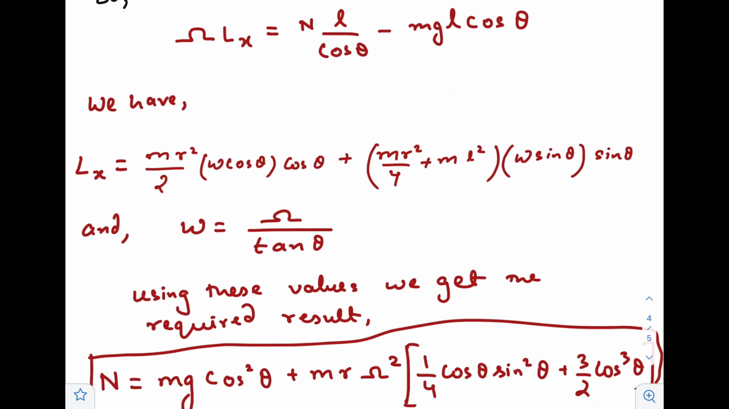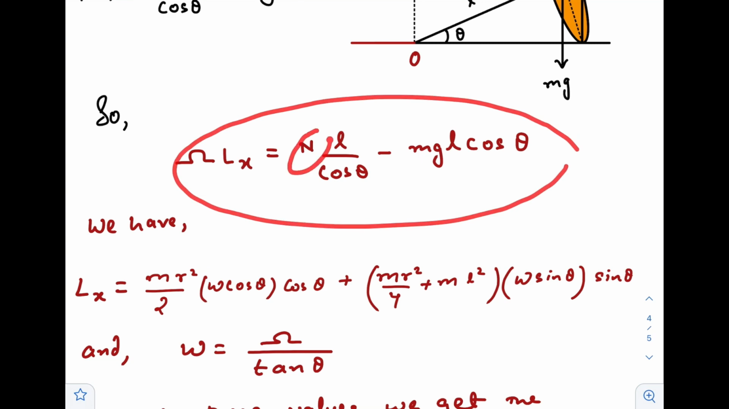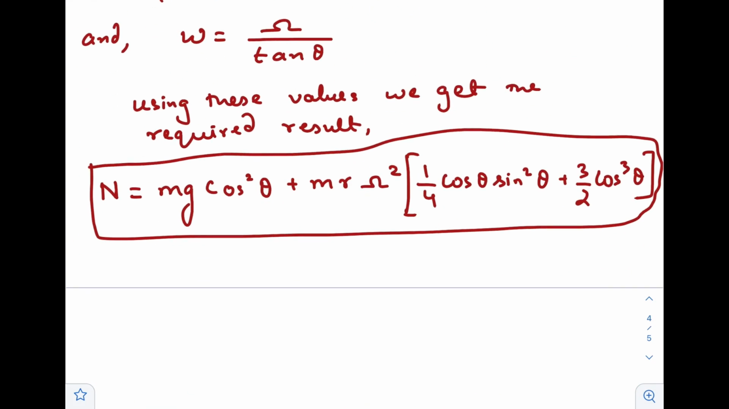Now just compare this with this one, you get this one. Initially we have already got the value of Lx in the form of small omega. We'll just use the value of small omega that we have got, that is capital omega divided by tan theta. Using all these values, put it here, find out N. I won't do the hard work because I have already done that one. Now by solving it, you will get your required result.